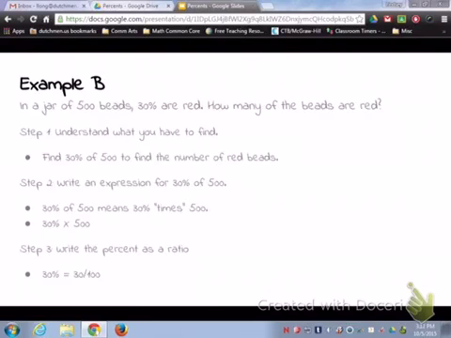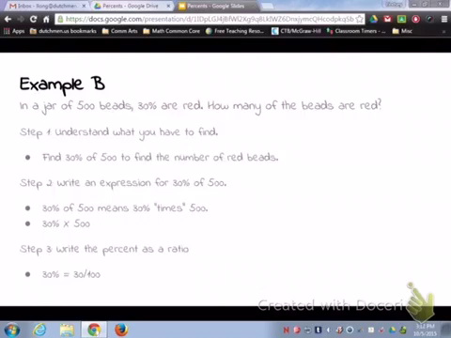Okay, example B. This time, in a jar of 500 beads, 30% are red. So we want to know how many of the beads are red. In step 1, we need to understand what we have to find. So basically, we are trying to find 30% of 500 to find the number of red beads. In step 2, we're going to write an expression for 30% of 500. When we look at 30% of 500, we want to think of it as 30% times 500. Of is the same thing as multiplication. So 30% of, or multiplied, times 500.